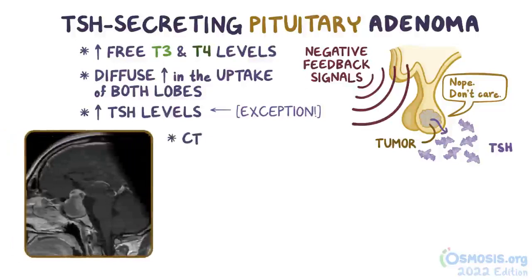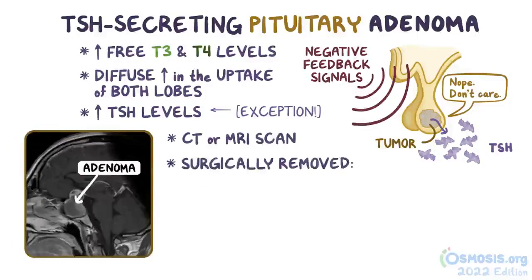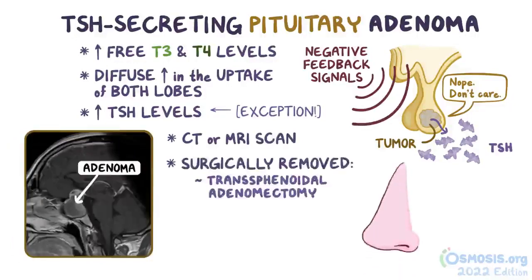In this case, a CT or MRI scan of the head is done to identify the adenoma, and then the adenoma is surgically removed through transsphenoidal adenomectomy. That's where it's surgically removed through the nose. Talk about tight working quarters.